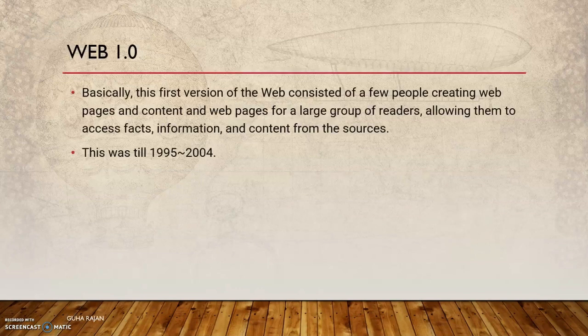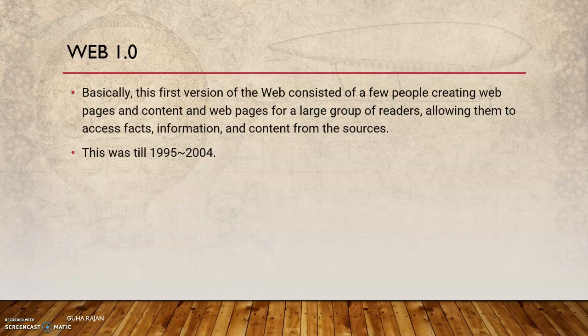The first one is Web 1.0. Basically the first time when we started hearing about web, that is the HTTP protocol, when we had websites. So it was basically creation of web pages and content, web pages for a large group of readers, allowing them to access information and content from the source. So websites were used from 1995.